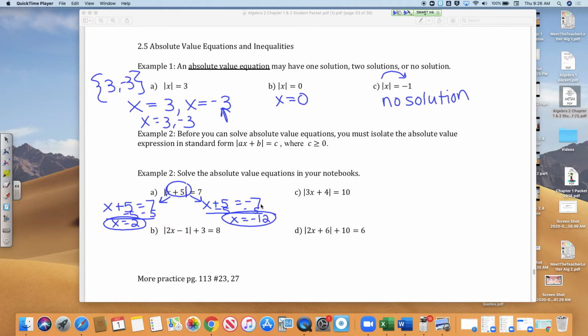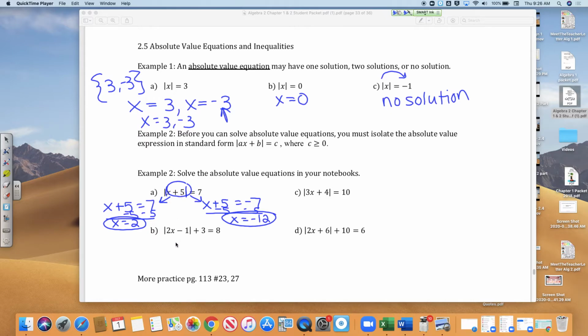It's really helpful to take your answers and replace them in for the variable to see if it's true. Let me put 2 in for x here. 2 plus 5 is 7, and the absolute value of 7 equals 7, so that's correct. Let's use negative 12 now. Negative 12 plus 5 is negative 7, and the absolute value of negative 7 is also 7.